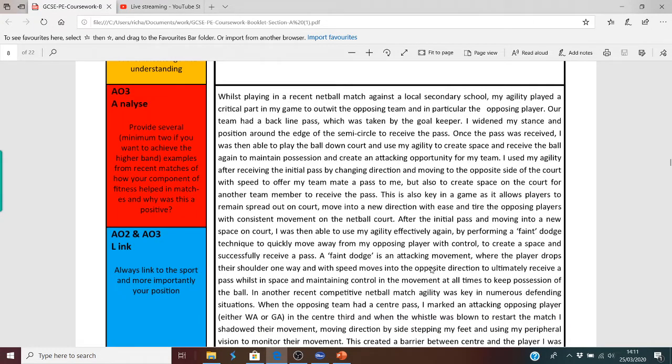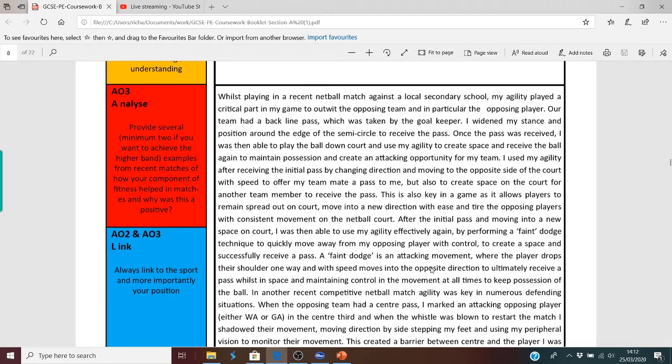The example they've gone for in here is that whilst playing a recent netball match against a local secondary school, my agility played a critical part in my game to outwit the opposing team and in particular the opposing player. So that is a lovely start. We're then looking at making it really, really descriptive, where you're going to really big yourself up to say exactly what you've done and how that's helped. So here's the specific example. Our team had a backline pass which was taken by the goalkeeper.